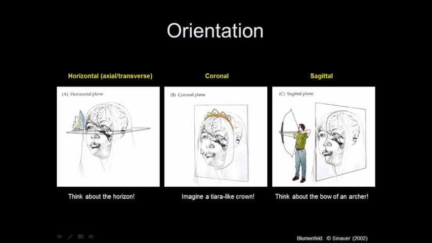And then there's a coronal plane, which is parallel to the way you would put a tiara-like crown for princesses in the room. I have two princesses at home, so I know about it.